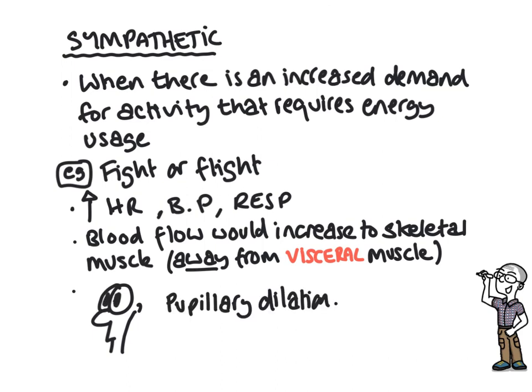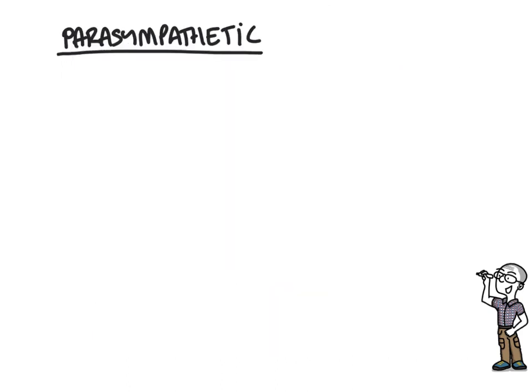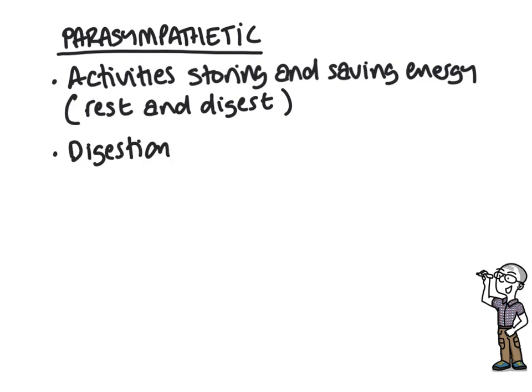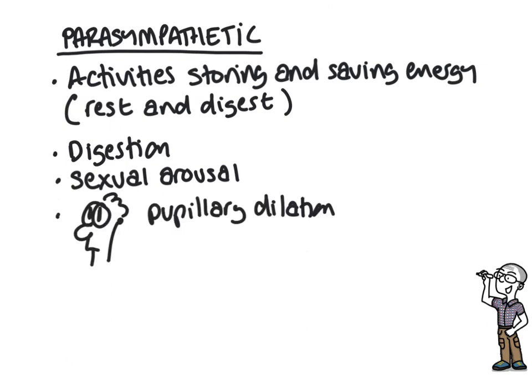dilation. The parasympathetic nervous system concerns activities that act to store and save energy. Think of it as rest and digest. So, activities that involve digestion, such as the production of saliva, but also things like sexual arousal are parasympathetic activities, and pupillary dilation. Now hang on, we said that that was a sympathetic activity.